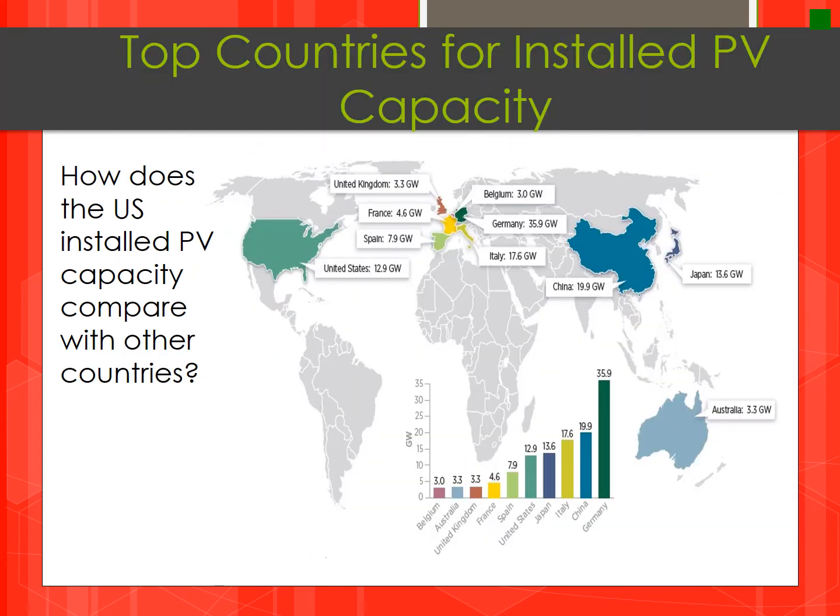All right, if you look at the top countries that have installed solar panels, how does the U.S. installed PV capacity compare to others? The United States, which is right here on the map, is at about 12.9. Germany's number one, China's number two, Italy's number three, Japan's number four, and the U.S. is number five.